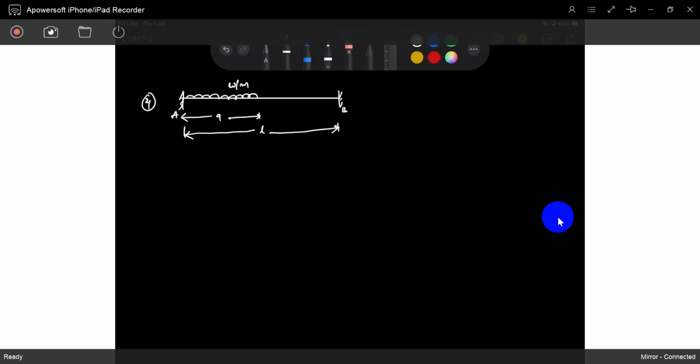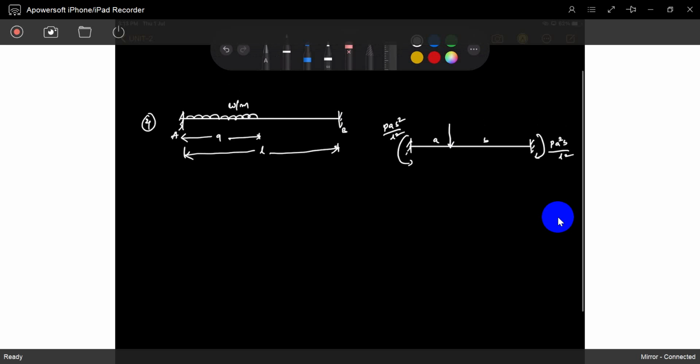We already know that if a point load P is acting at distance A from one end and B from the other, the fixed end moment is P A square B by L square, and the other is P A B square by L square. We know it, as we did it this morning. So now how will we solve it?